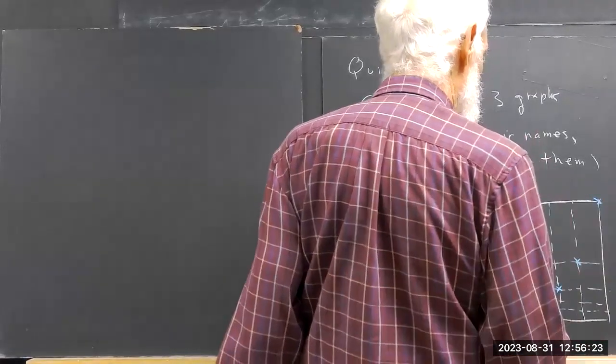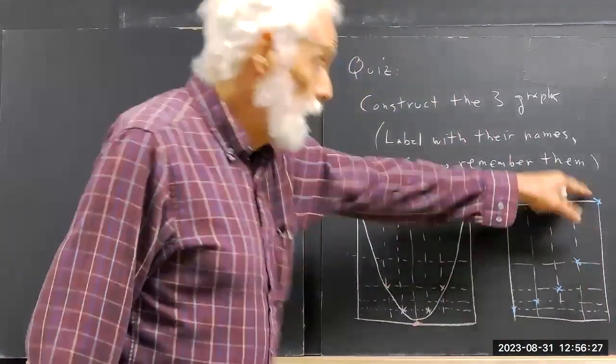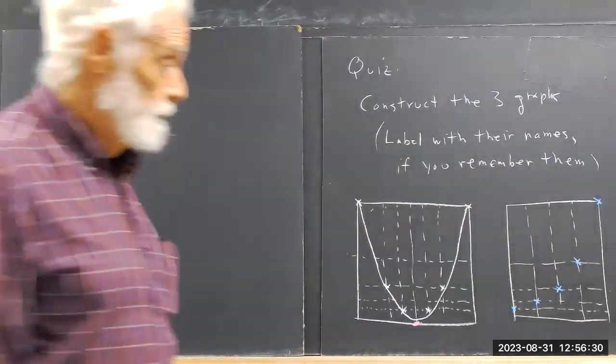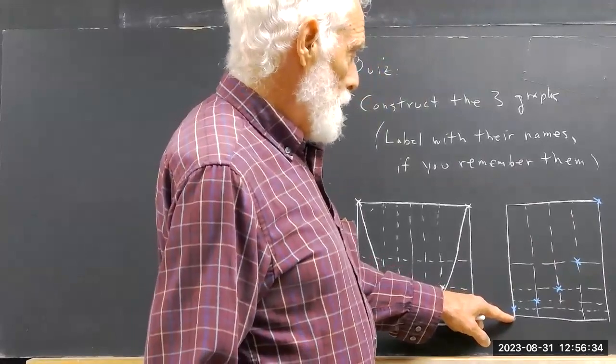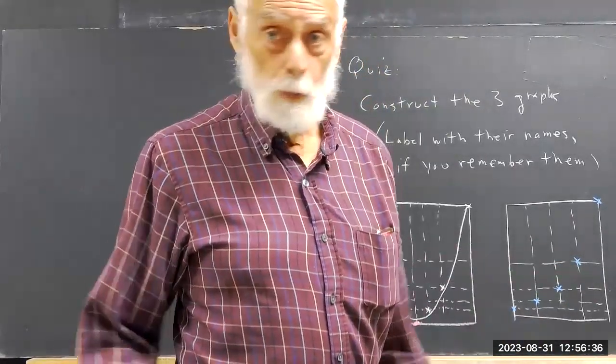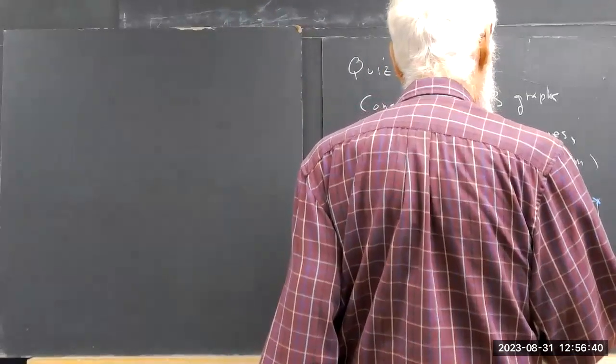Now the rule is simple: over one, up one, over one, up one, over one, up one, over one, up one. There you got the points. But you got to start in the right place. If you start down here, you can't do it. The rule won't work. And the graph won't be right.